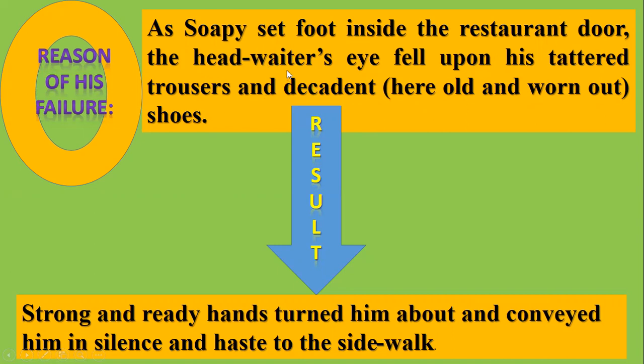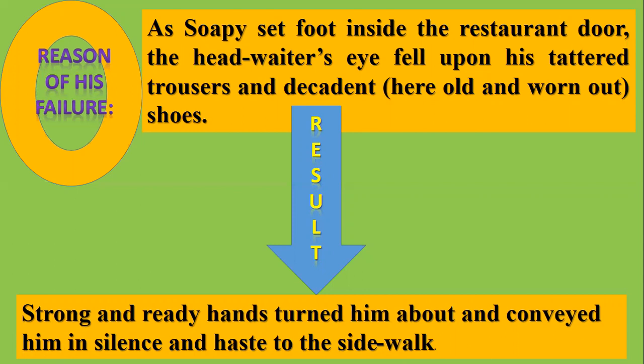Actually, Sophie was confident up to his trousers, that is, up to his waist. His coat was fine, he was cleanly shaven, his black bow was fantastic. But what about his trousers? What about his old, worn-out shoes?